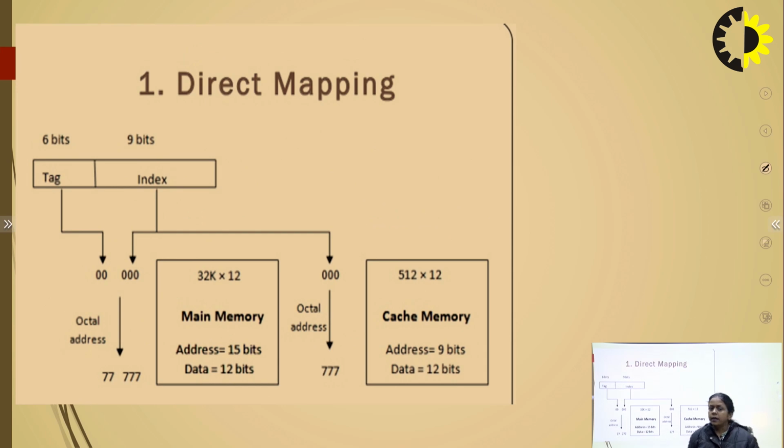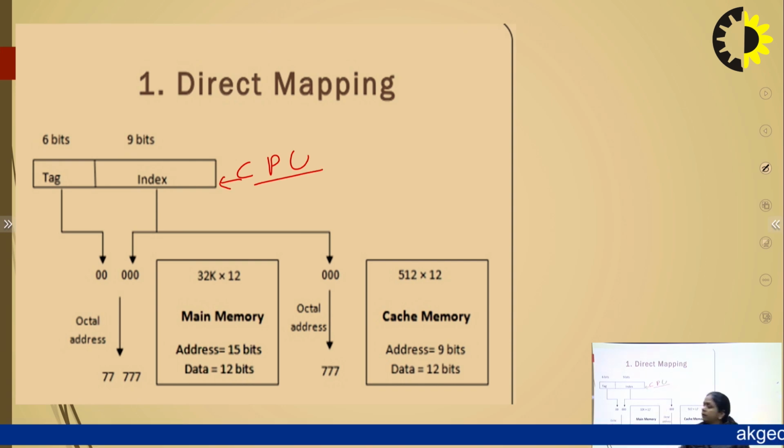You can see here again the CPU will generate an address of 15 bits. Now this address is divided into two parts, 6 bits and 9 bits, which are known as the tag and index. Now the question is, what is the meaning of tag and what is the meaning of index? We are taking an example where the main memory size is 32K x 12. What it means is we have 32 kilo memory words here and 12 bits in each word.